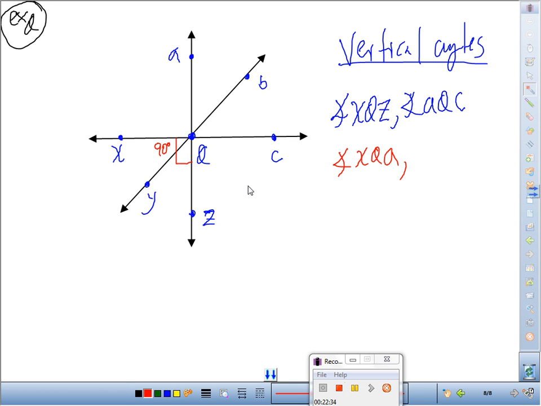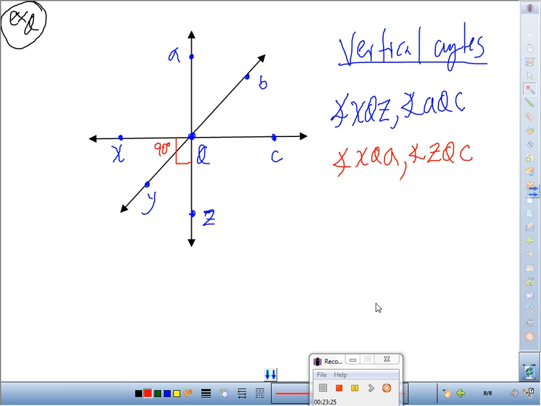As long as you keep the vertex in the center. You don't have to put it in order. All right, here we go. Who said XQA is vertical to angle ZQC? Anthony, you got that? Now check this out.